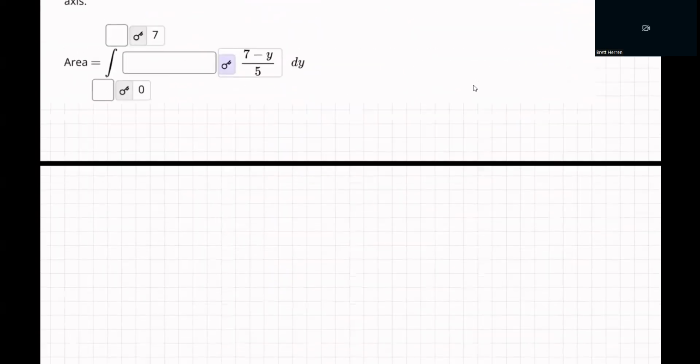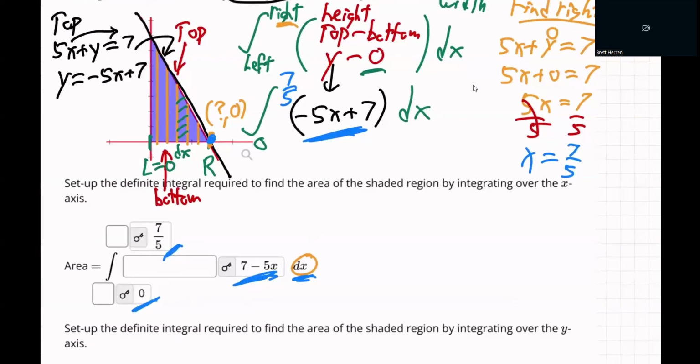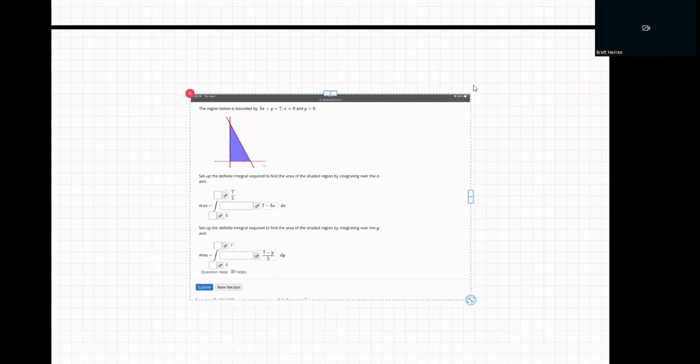Okay, now let's do it the other way. Having done that, let me now do it a different way. Let me see if I can do that down here for us. I will grab that one. Yeah, let's just redo it.